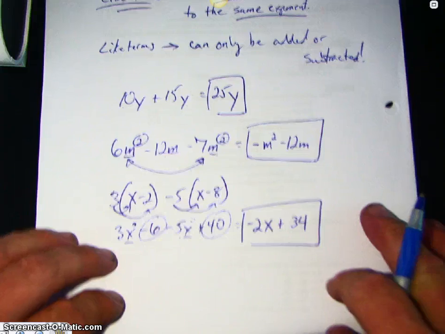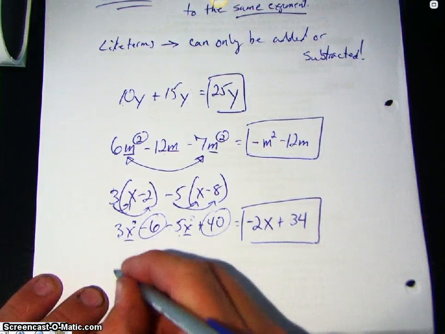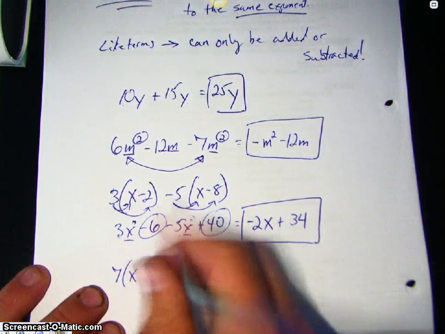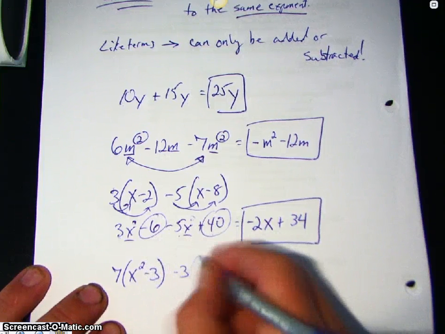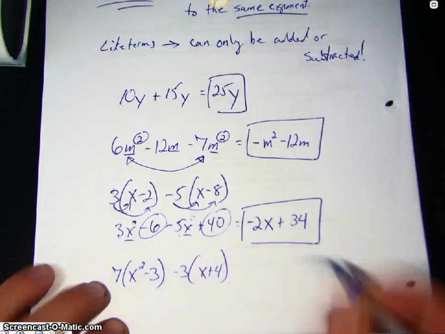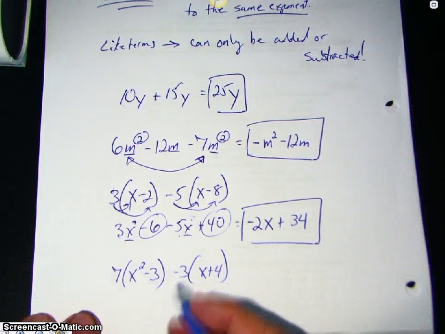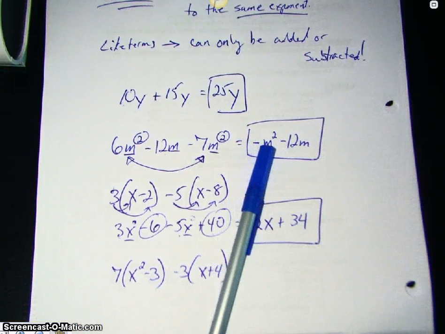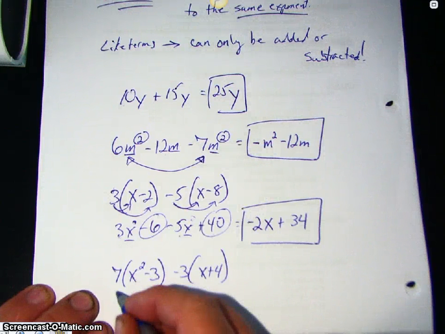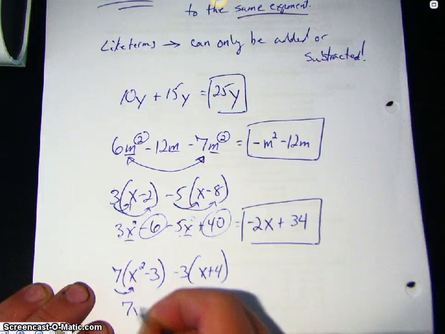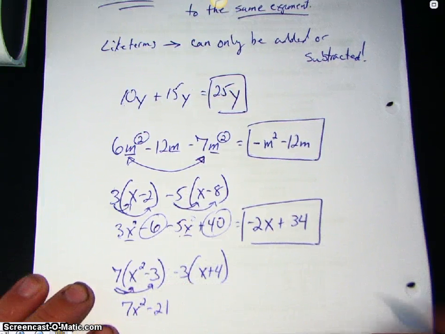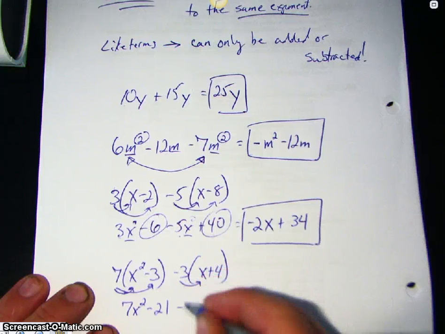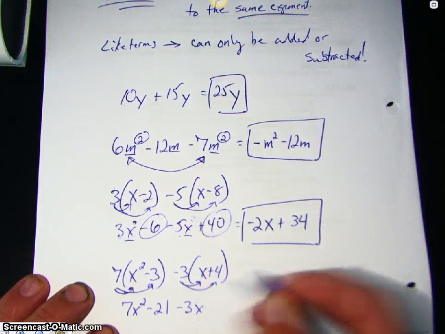And then let's do one more. Alright, so let's take and distribute here. So that's 7x squared. 7 times negative 3 is negative 21. Negative 3 times x. And negative 3 times 4.